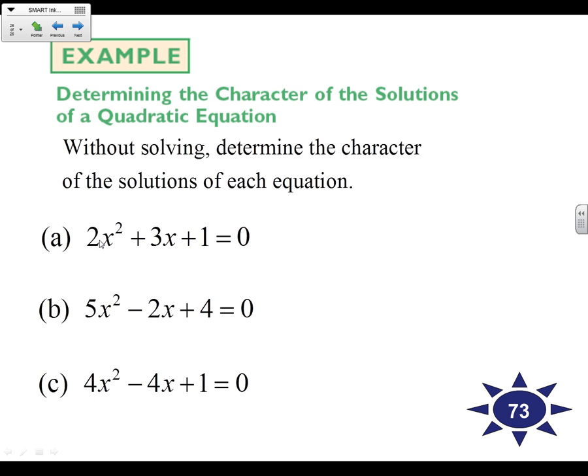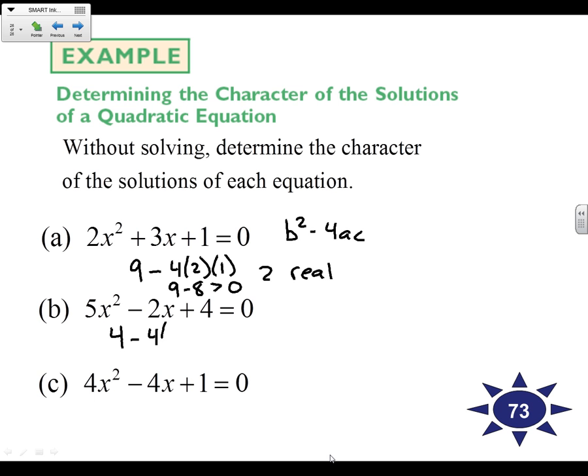All right, so let's take a quick peek at these and determine what kind of solutions we could get. Remember the discriminant, b squared minus 4ac. So 9 minus 4 times 2 times 1, 9 minus 8. It's 1. It's bigger than 0, so we're going to have 2 real solutions. Next, b squared is 4 minus 4ac.